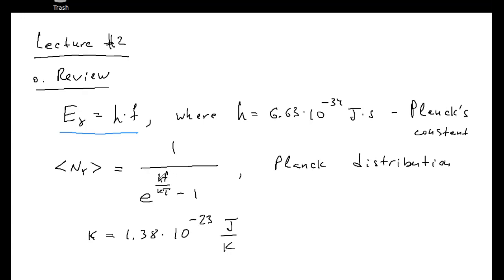And I want to just show one more time what is inside this hf over kT. This is what I put inside the exponent. h is the Planck constant, f is the frequency. Basically, this is the energy at this frequency of the portion. k is a fundamental constant, it's called the Boltzmann constant. It's pretty small. And T is the temperature in Kelvin.